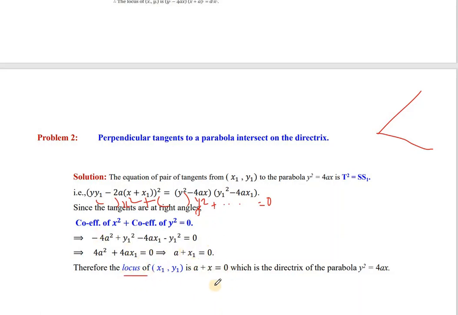We need only the locus, so we have this. So the main points: you will have t square is equal to ss1, and then you are using the coefficient of x square plus the coefficient of y square equal to 0, and then you are determining the locus.